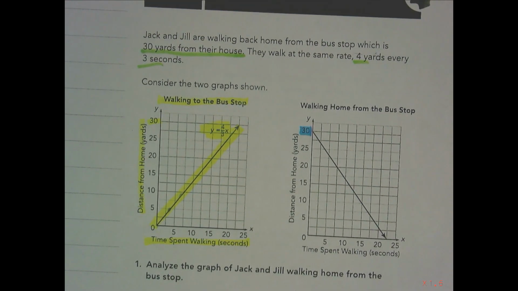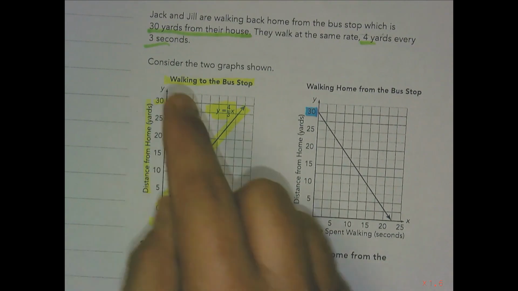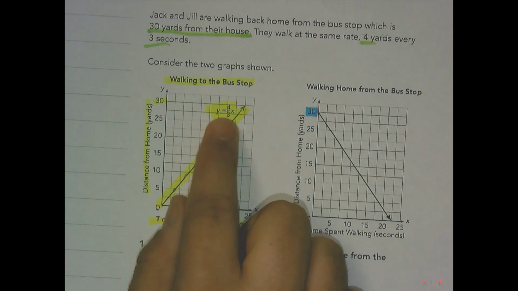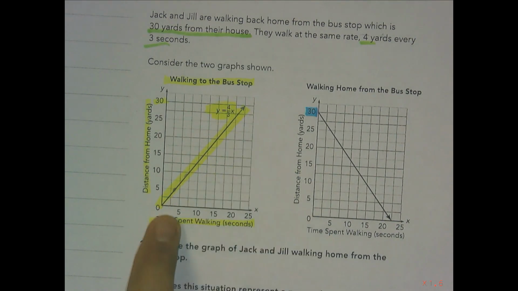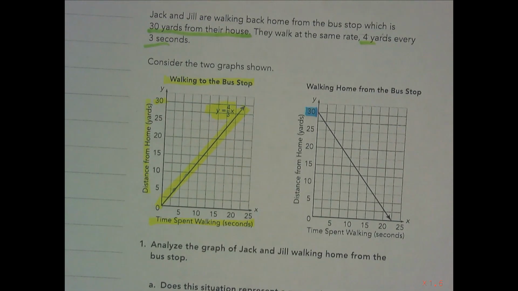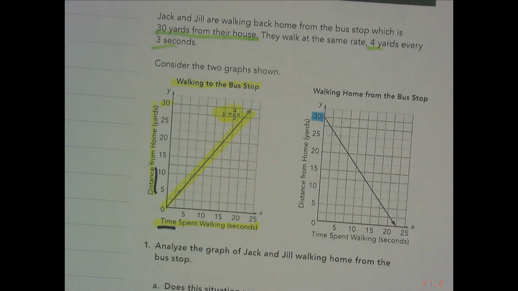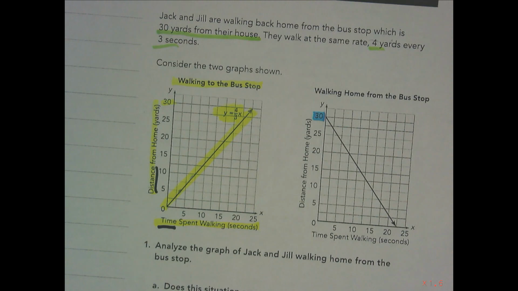And so the first graph here, if you graph the time and the distance, you'll get this graph, which is y equals 4/3 x. Because the x-axis represents the time that they're traveling, and the y-axis represents the distance. So x-axis is time, y-axis is distance. But now they say consider the two graphs.